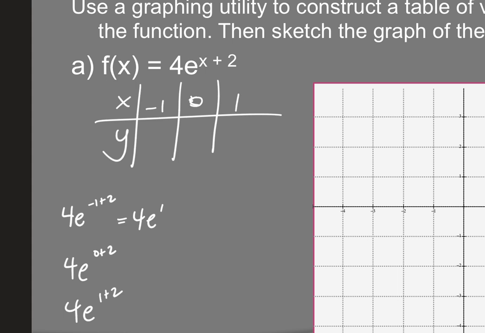If I wanted to get those values without typing that in one at a time, then I can go to second, trace, and I can go to value, which is the first thing in your calculate menu. Type in negative 1, and I get 10.9. We're going to round this to 1 decimal place because you're not going to get more accurate than that on your graph. And then I can go second, trace, value again, 0, and I get 29.6. And then second, trace, value again, and go to 1, and I get 80.3.